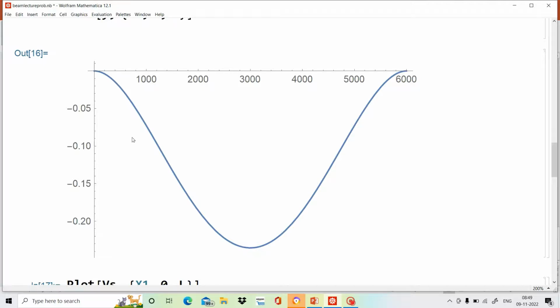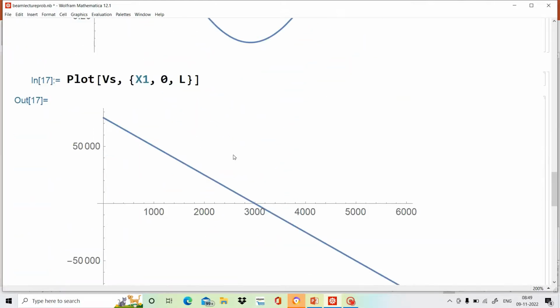So we can say that in the last simply supported case, for the same distributed load and the same materials, we saw minus 1.2 mm, but here it is reduced to only 0.2 or 0.25 mm. So for the fixed end conditions, the deflection has reduced almost 4 times.